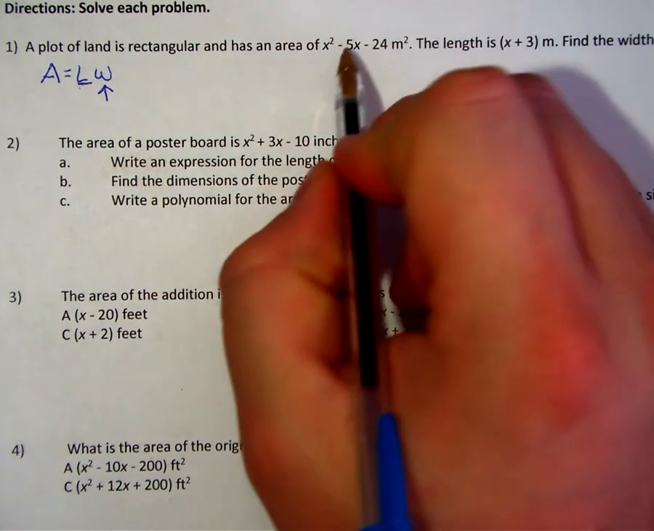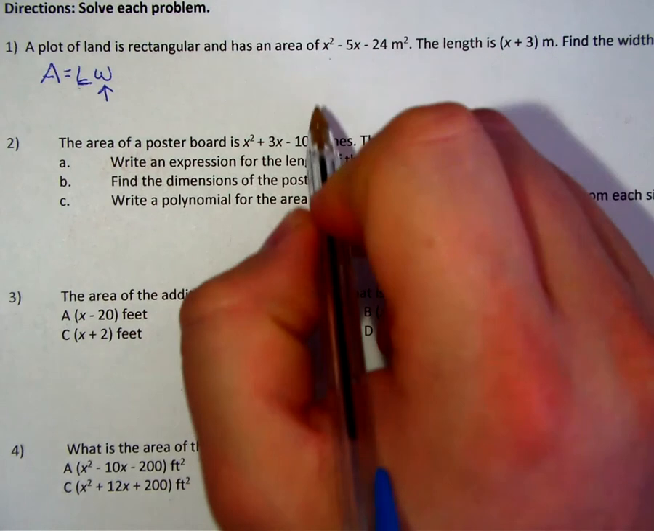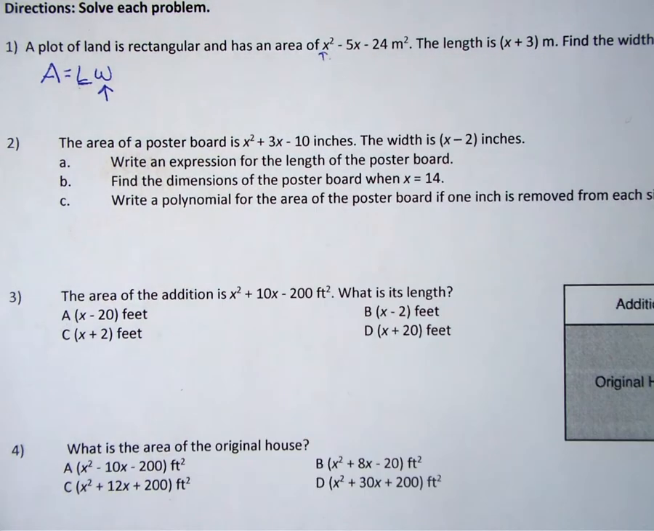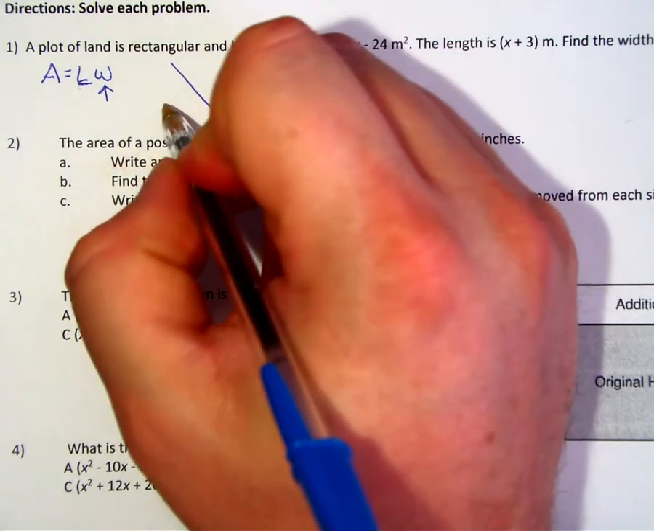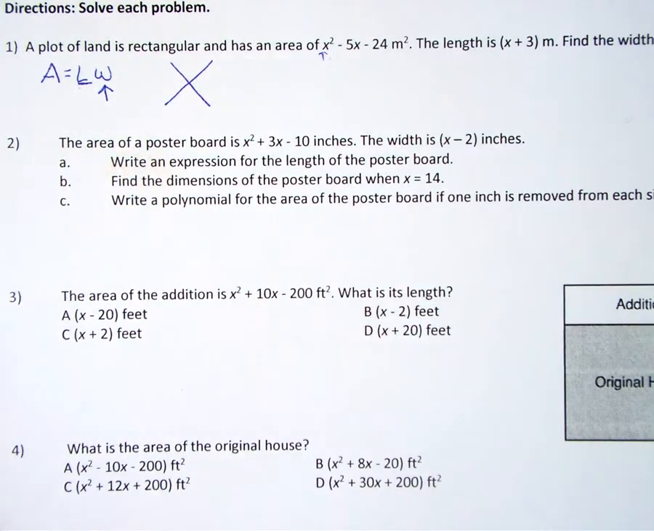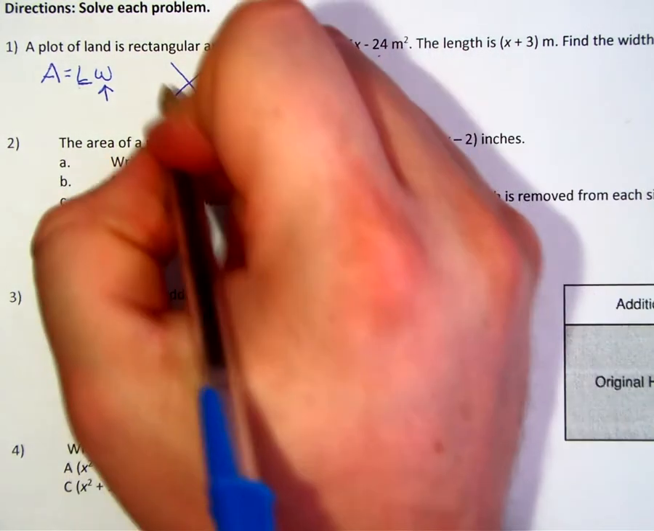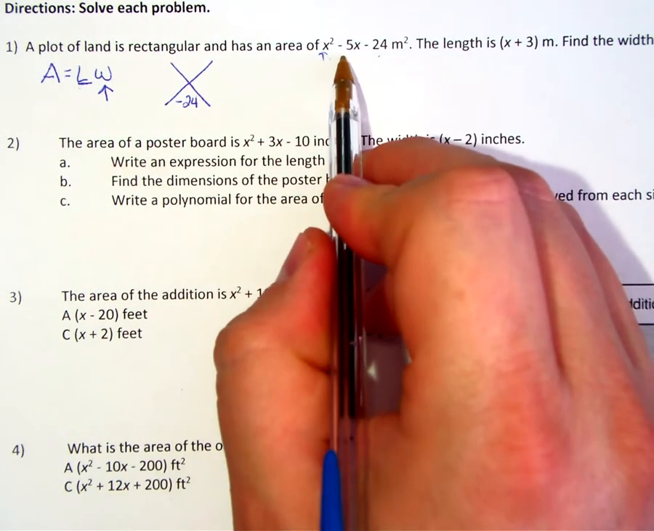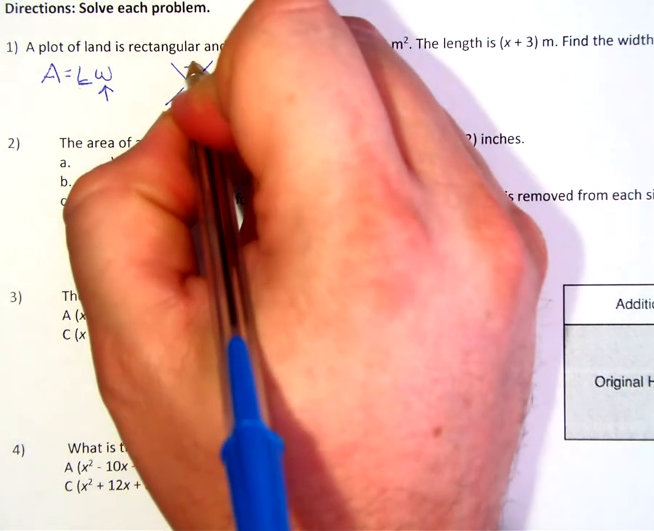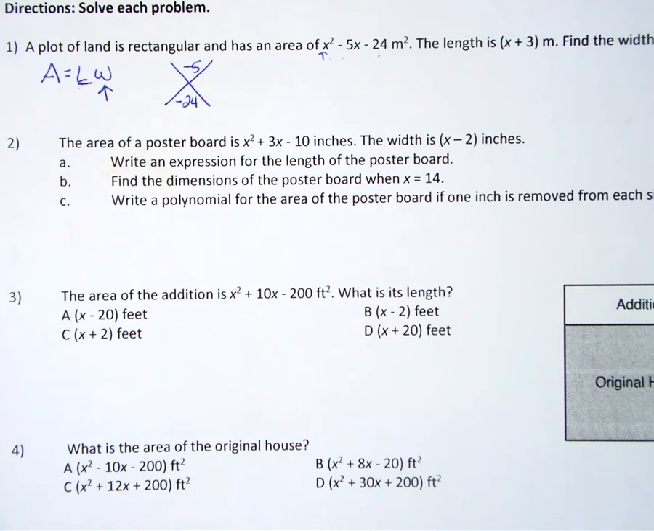So let's start with our trinomial. Our trinomial has three terms, and we can see that the leading term has an a value of positive 1, which means we can quickly factor using our x games. We want two numbers that multiply together to give us negative 24. We want two numbers that add together to give us negative 5. And so we want to start going through our factors.